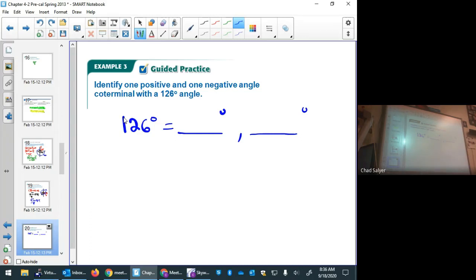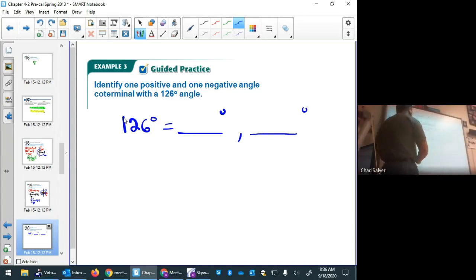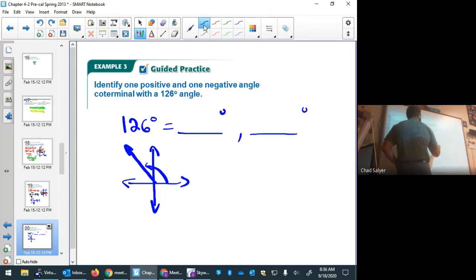Okay, Rowdy, tell me what your positive coterminal angle is. 206. So that wouldn't quite do it. Let me show you why. So we've got 126 here. 206 would be somewhere over here. It's okay. So what we should do is 126 plus 360, which should be 486. Correct.